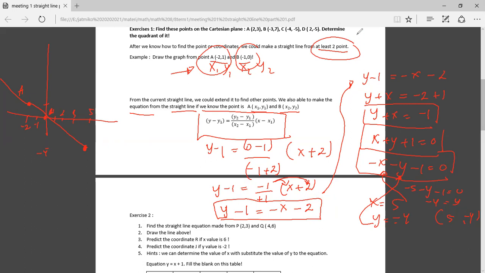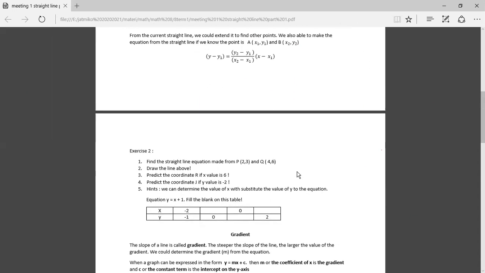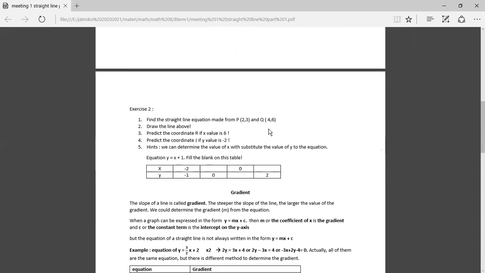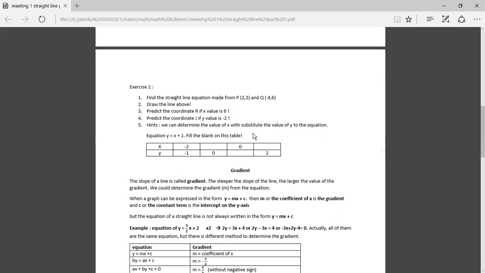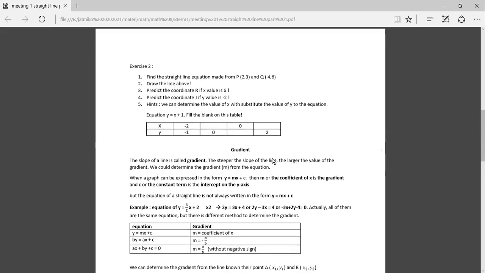Okay, hopefully you're clear with this one, and then please try to do the exercise too with this step. So you want to make a line and then draw the line and then practice the other coordinates over here. And then here also there is another equation. You just need to substitute the value of x and then you will find the y. Here you substitute the y and then you will find the x. Then you will find the answer.